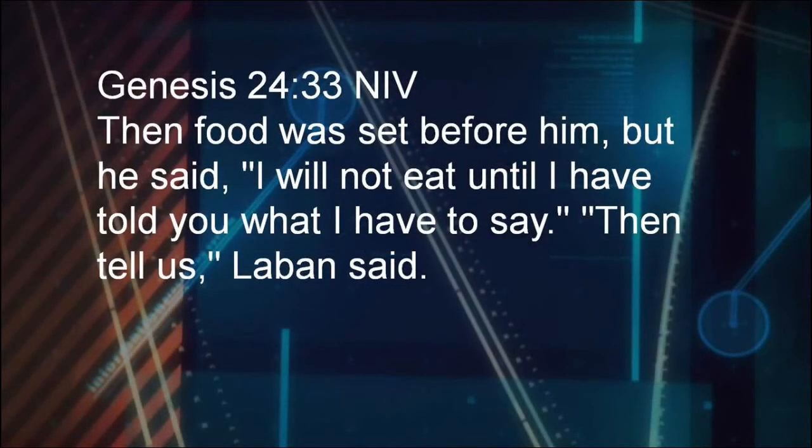Everyone with me? So Laban runs out there. He doesn't have the right motive. He really isn't that hospitable, but this person is very, very wealthy, and he has given his sister expensive jewelry. So let's go out and invite this man in. And he invites him to come home, and he prepared food for the servant. But when it was time to eat, Abraham's servant wouldn't eat until he told them why he had come. Look at verse number 33. Then food was set before him, but he said, I will not eat until I have told you what I have to say. Now here's what's interesting.